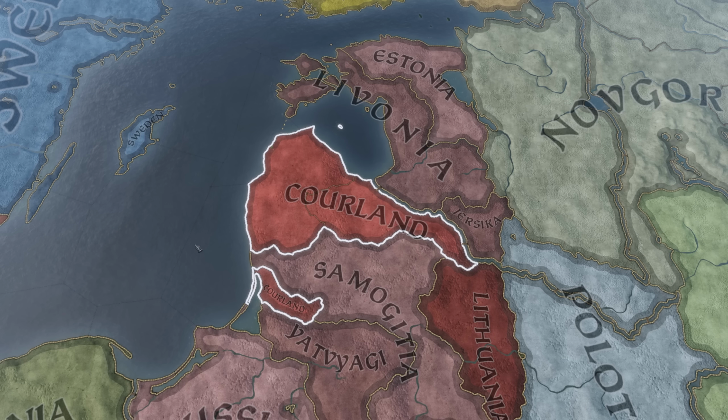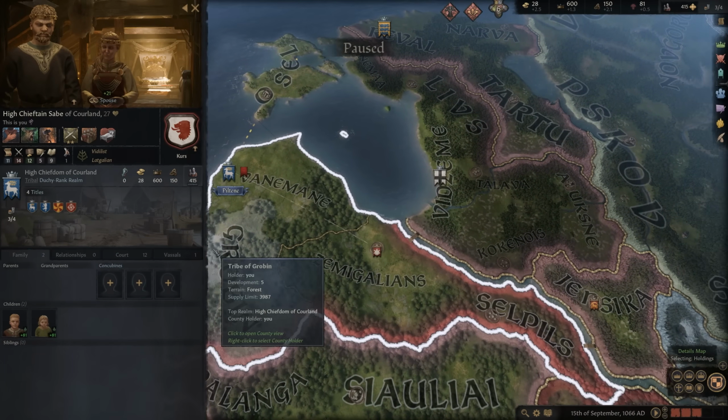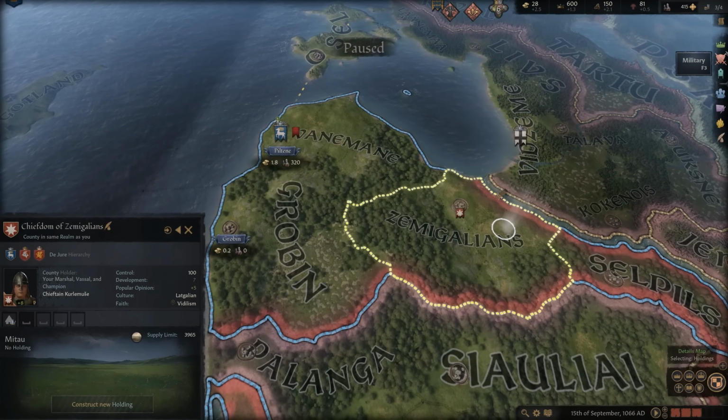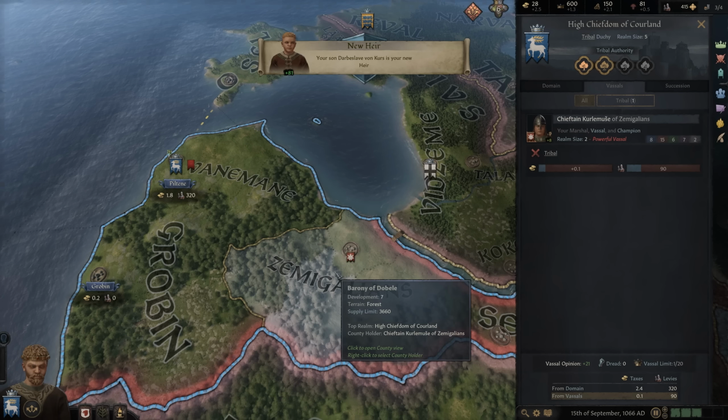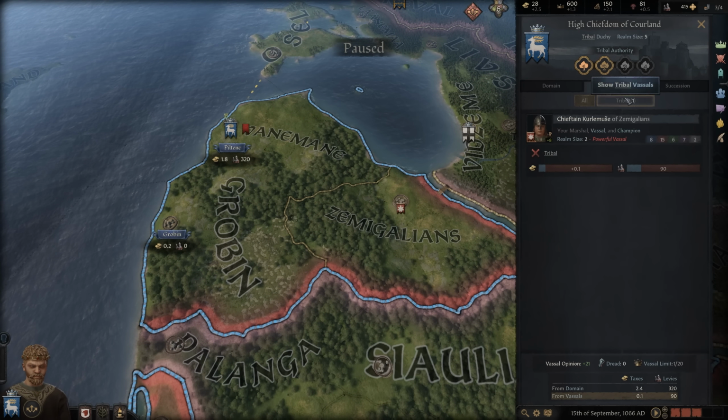But with tribal, there are a number of things that are different between a tribal, of course, and feudal. And we're going to kind of go over those right now. So looking over here at Courland, as we zone into the map, we can see that we are a tribal faction.